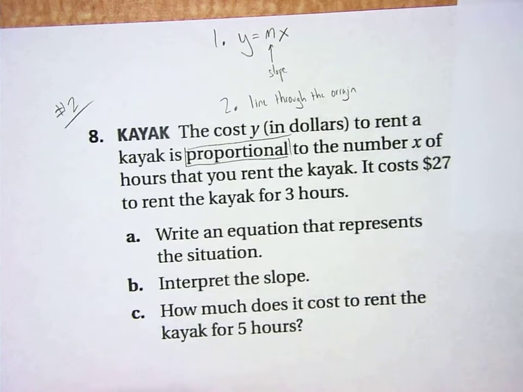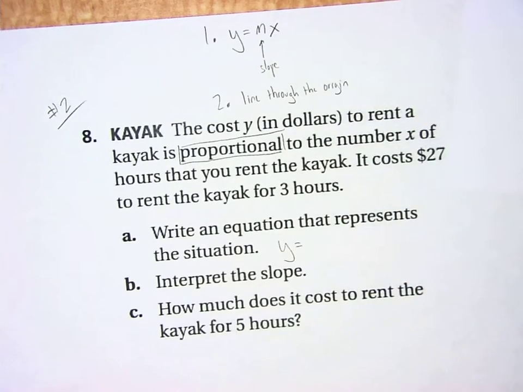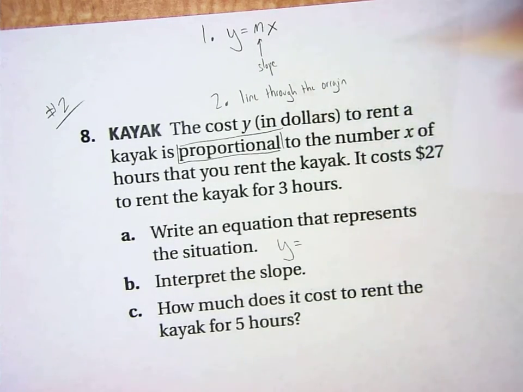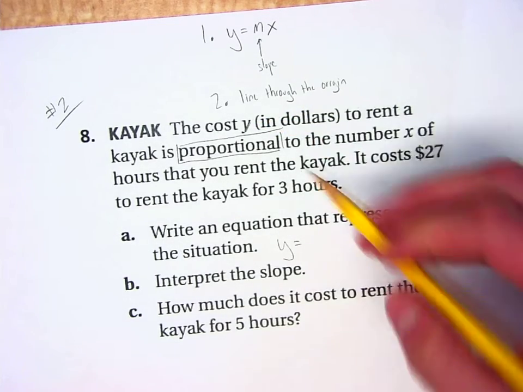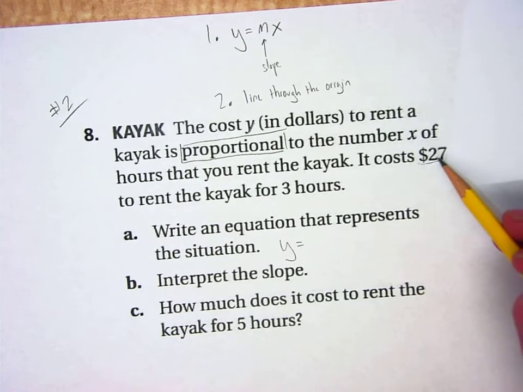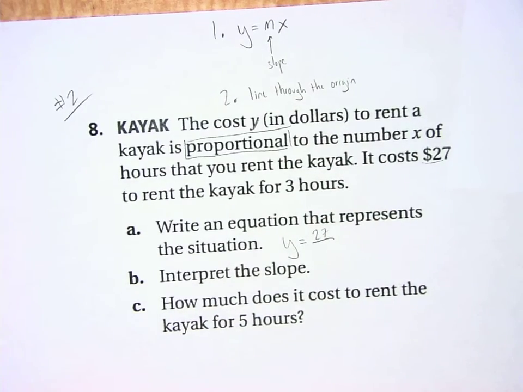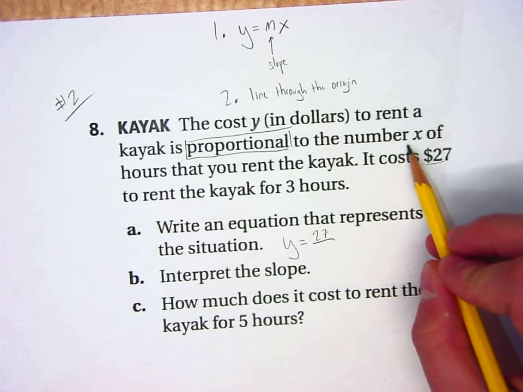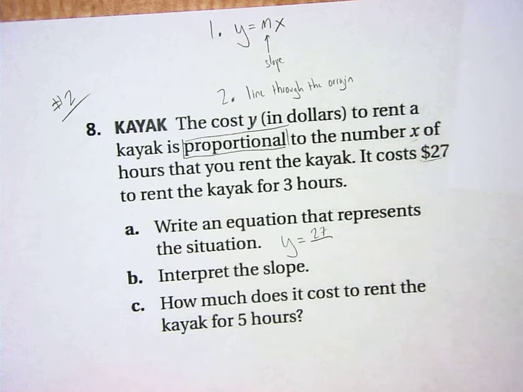Now, slope is rise over run. All I need to do is figure out what the slope is, and the trick here that a lot of folks didn't recognize is that it tells you right here that the cost y is in dollars. Y is my up and down axis. I know that the given information is $27, so I'm going to write 27 on the top of my slope fraction. It also tells me here the number x of hours. That tips me off that our x-axis is time, and our given time value is 3. So I have this as my equation.